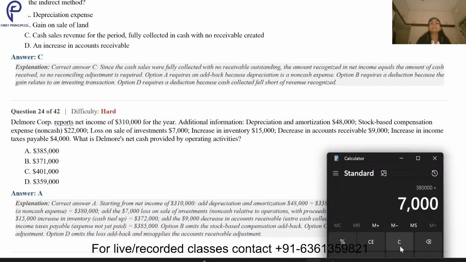Okay. Then increase in inventory. Increase in inventory should be done what? We should reduce it. We should reduce by how much amount? We should reduce it by 15,000. Then decrease in accounts receivable. Decrease in accounts receivable should be added. Then increase in income taxes payable. Increase in income taxes payable should be what? It should be added back. So how much are we getting? 3,85,000 as the net cash provided by the operating activities.